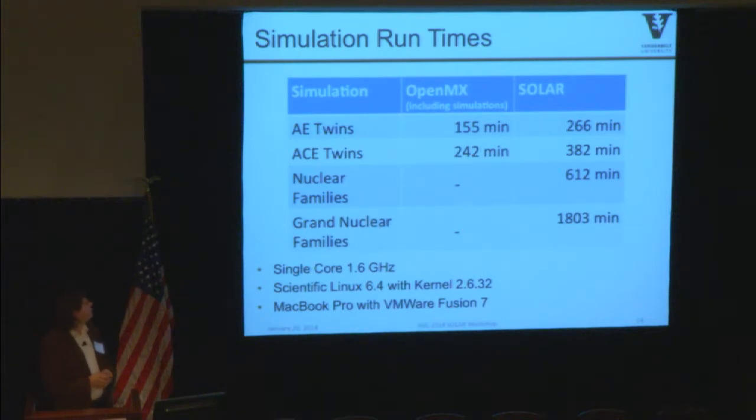The twin study took 155 minutes in OpenMX versus 266 in Solar. A lot of the Solar time is file I/O, and in OpenMX, a lot of that was file I/O. So OpenMX is actually quite a bit faster than Solar, but if you're going to be waiting, you might as well wait for good stuff. The ACE twins took 242, Solar 382, so again, longer. The nuclear families took 600 minutes, and the grand nuclear families took 1,800 minutes. So the additional pedigree structure takes longer for the same number of people in those families being simulated, but it's not blowing up exponentially. A lot of that's file I/O that we hope to get resolved by integrating Solar Eclipse. And those times are on this laptop.